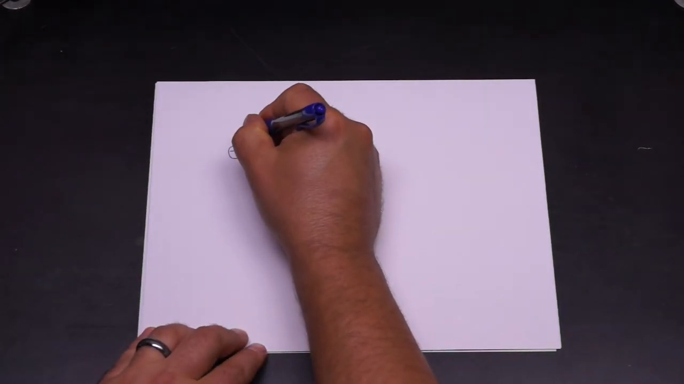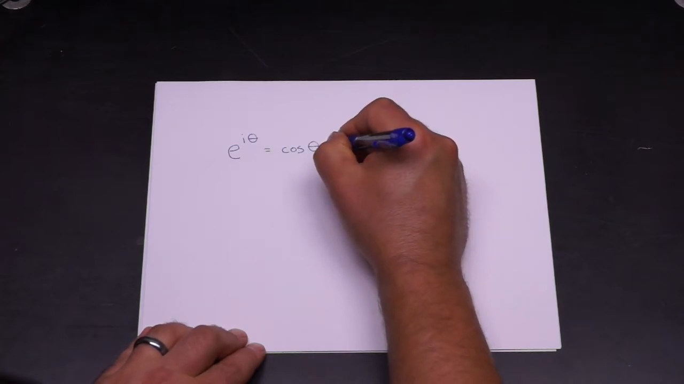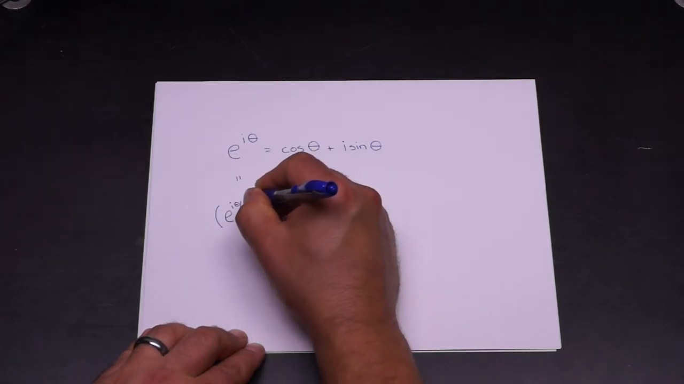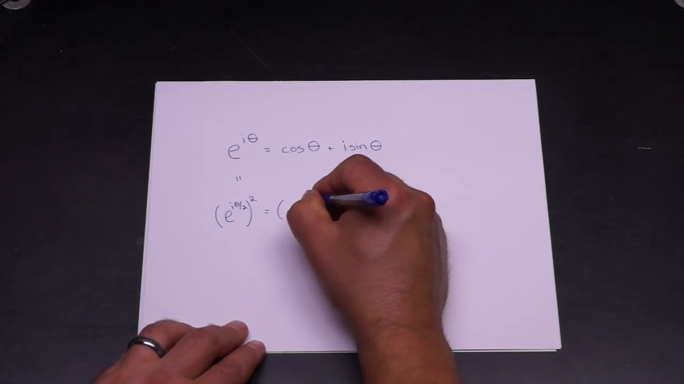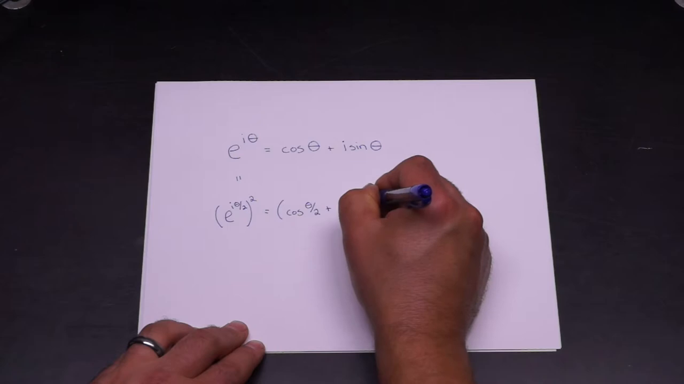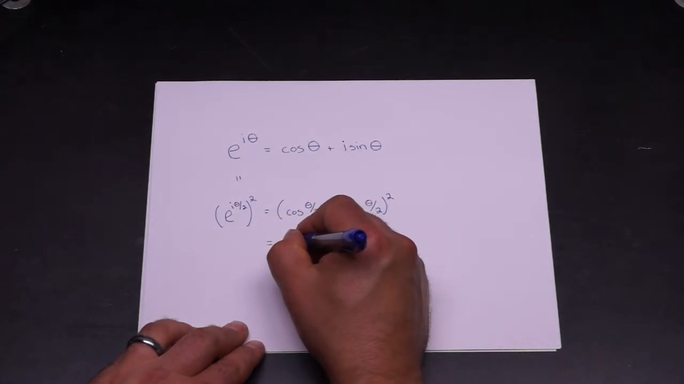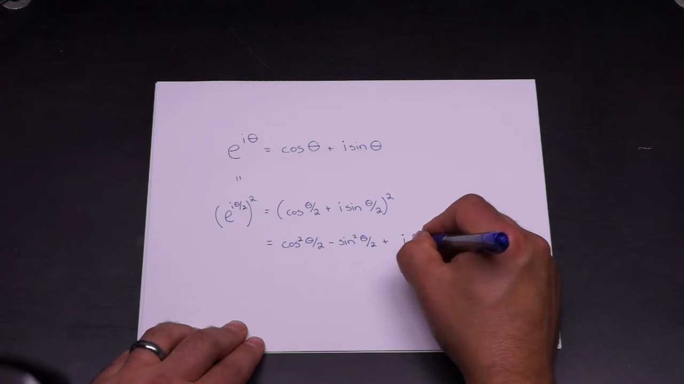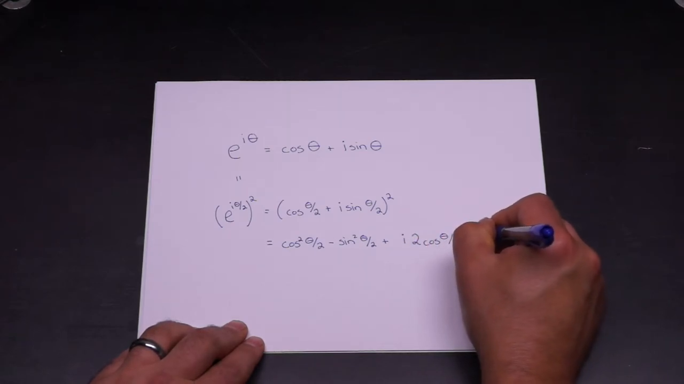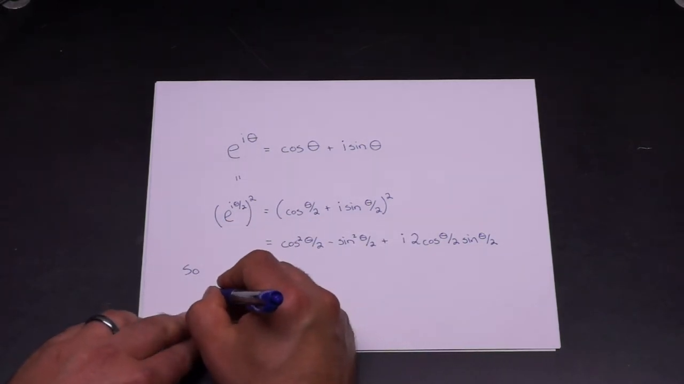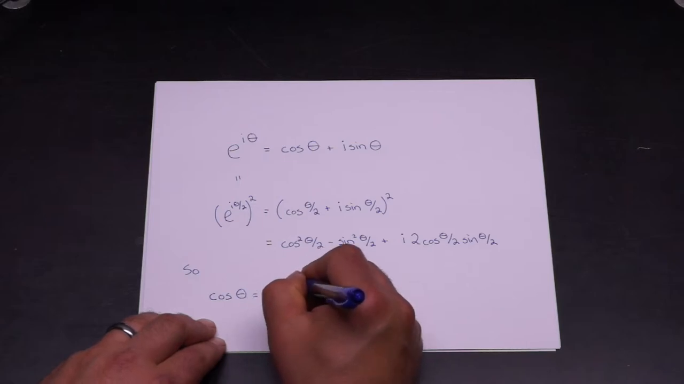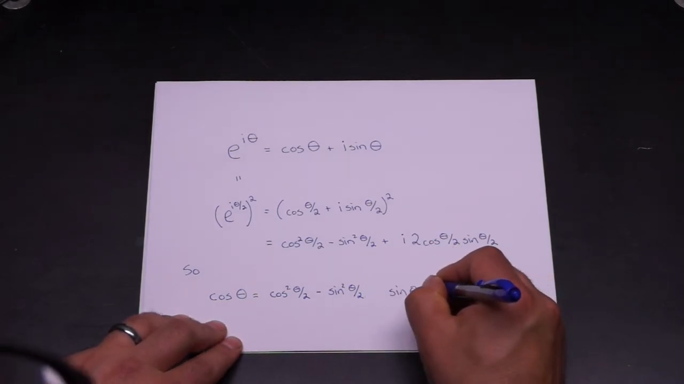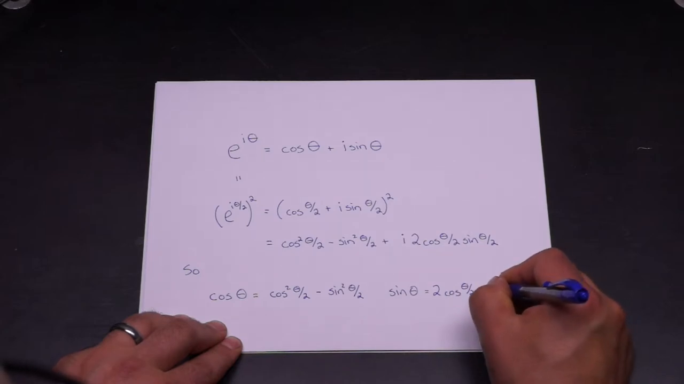Let's start by writing down the original identity: e to the i theta equals cos theta plus i sine theta. Now e to the i theta is the same as e to the i theta over 2, squared. So we can go ahead and use the same identity with theta over 2, and then square the resulting expression. Collecting the terms without an i and the terms with an i, we get two formulas for cosine theta and sine theta in terms of the cosine and sine of theta over 2. These are the half-angle formulas you learned a long time ago.